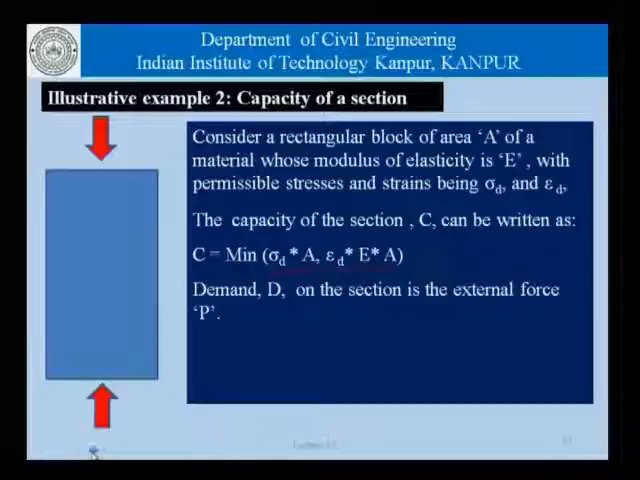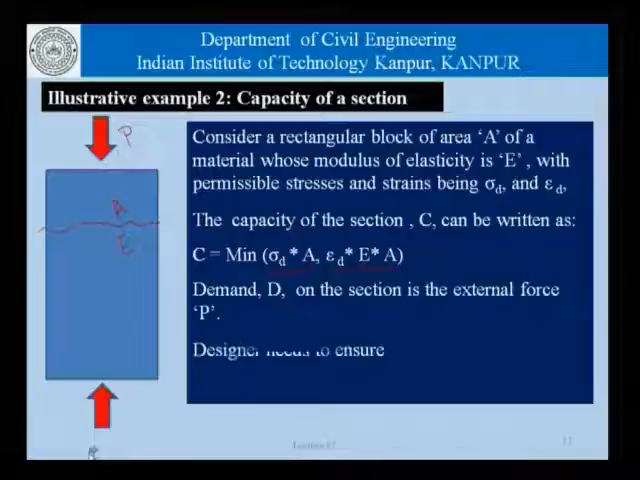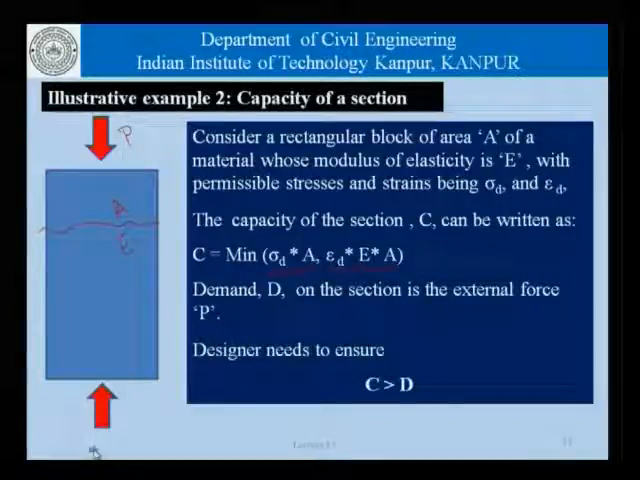The demand on the structure, or the demand D on the section, is the external force P which acts on it, and that is the example that we had talked about earlier, that there is the load P acting on it, this area is A, the modulus of elasticity of this material is E, and the demand D is therefore the load that acts on the member, and the designer needs to ensure that C is greater than D, or the ratio C by D satisfies some criteria that we lay down.